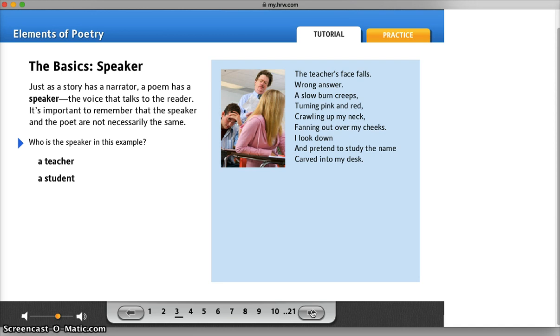So in this example, we have to think, what is the speaker doing? Based on these actions of feeling really embarrassed and starting to have their face turn red, that's typically not a teacher, that is a student.